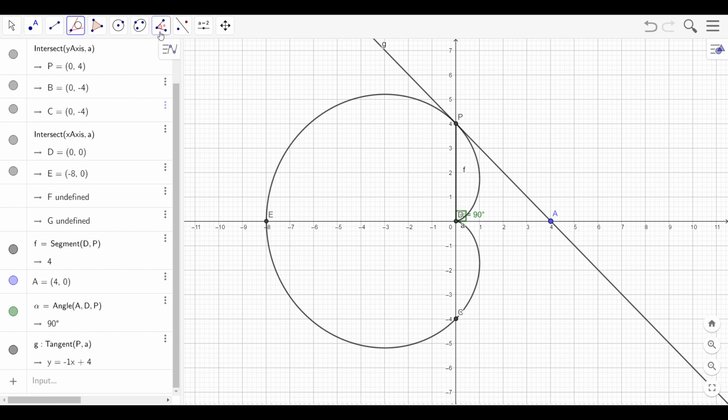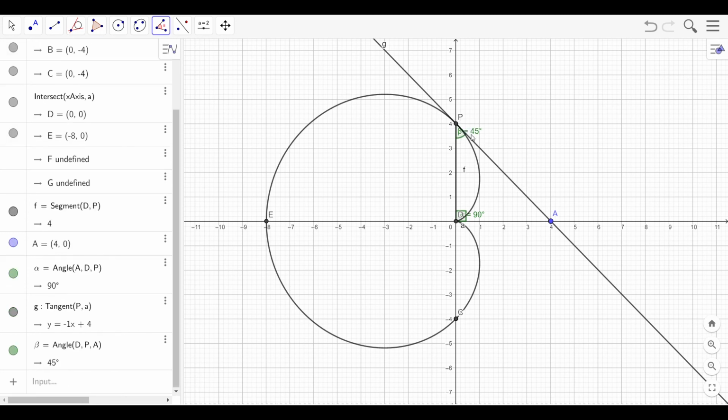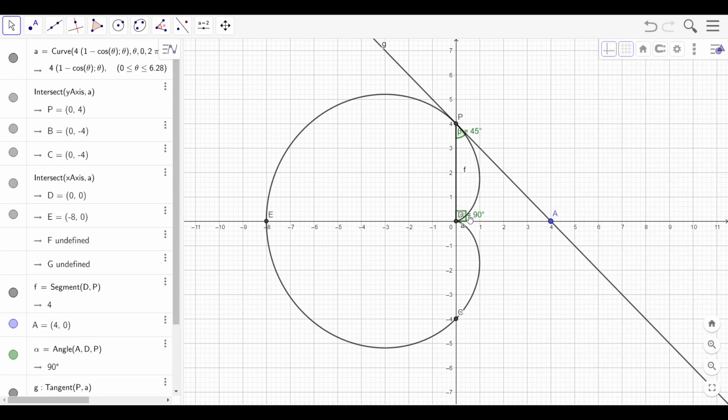So you may measure that angle. You can see that this angle is 45 degree and this angle is 90 degree. So this was our angle theta and this was our angle phi. So for the cardioid r equal to a into 1 minus cos theta, the tangent at any point r theta makes an angle theta by 2 with the radius vector. So that is the meaning of the previous problem.